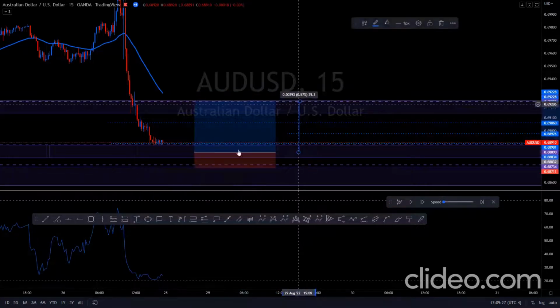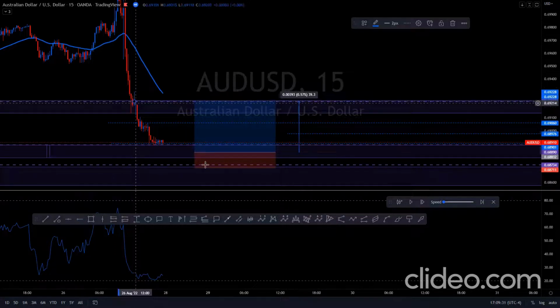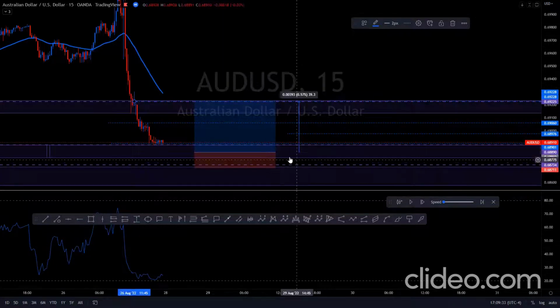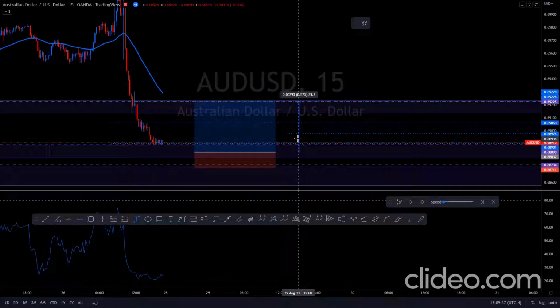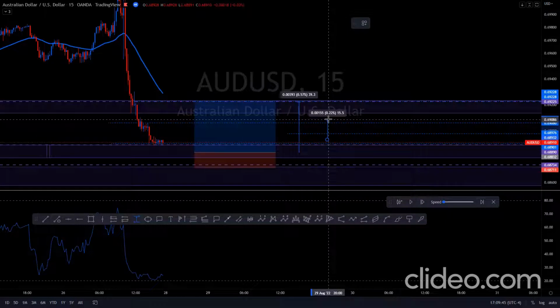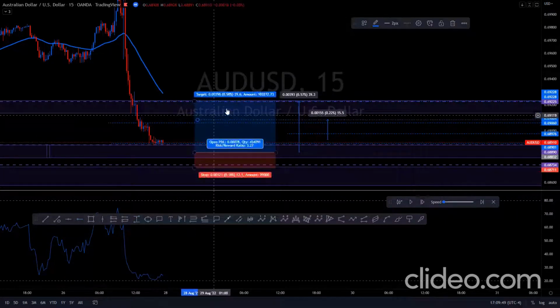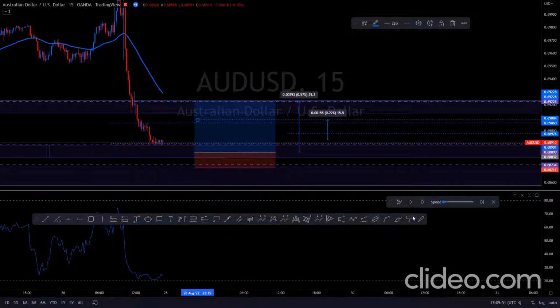Now, if it starts to buy up from this last candle, then I'll focus on getting 14 pips, which will be this target. And then of course, ultimately get this target. So let's see what price ends up doing.